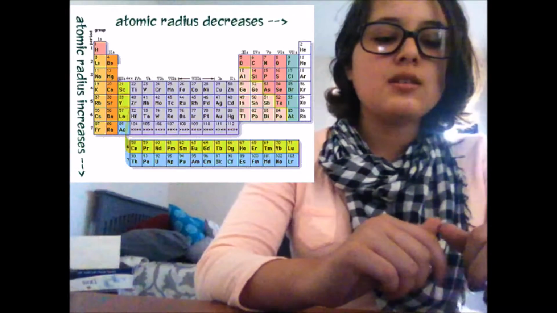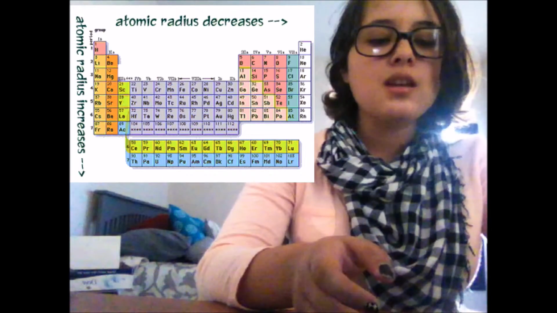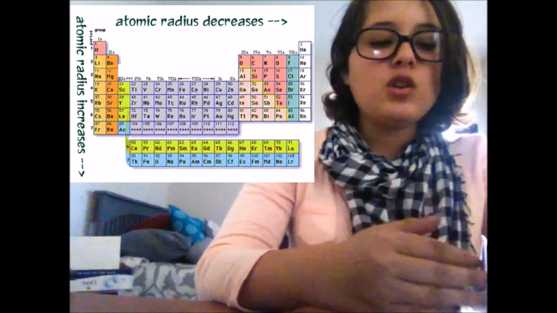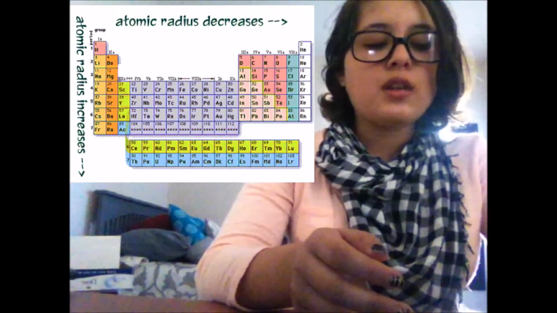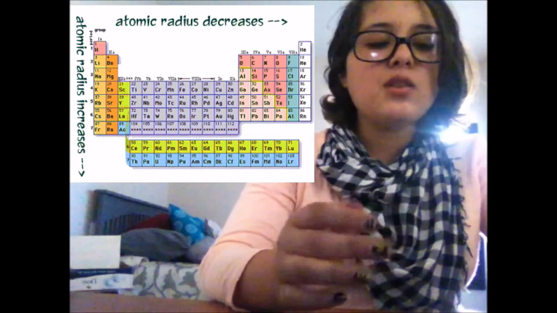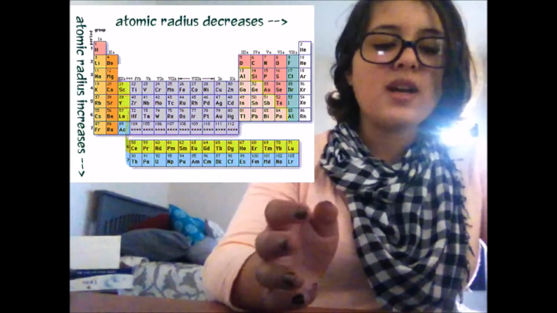The atomic radius is a measure of the size of an atom, the distance from the nucleus to the boundary of the surrounding cloud of electrons. It decreases as you go from left to right because of the greater number of protons.